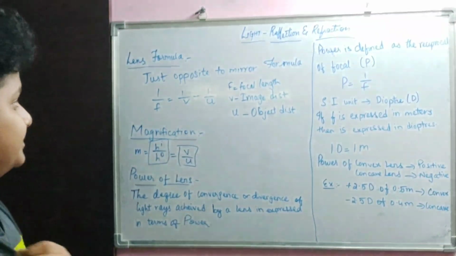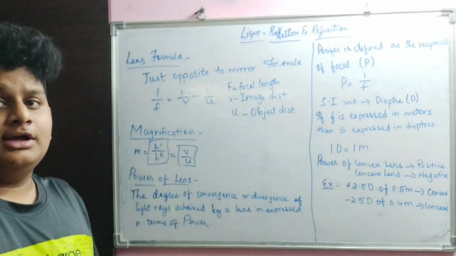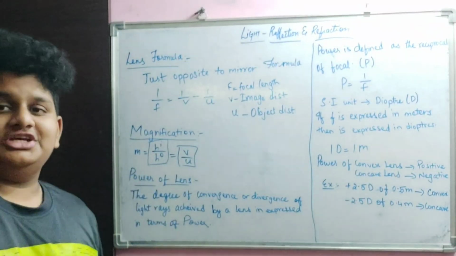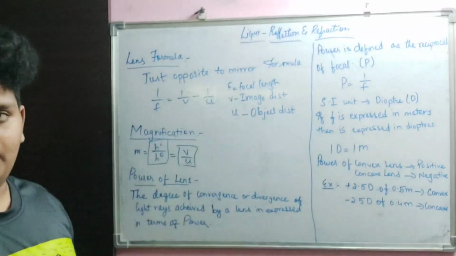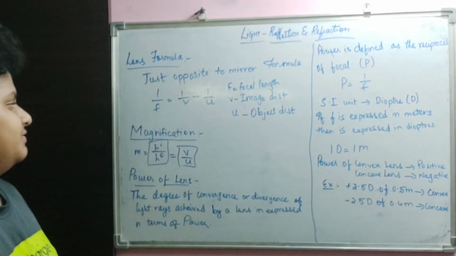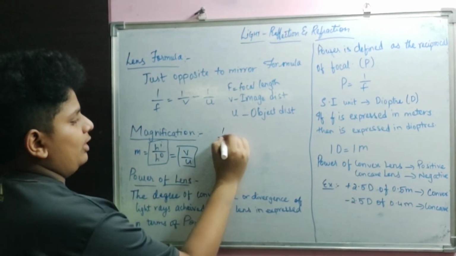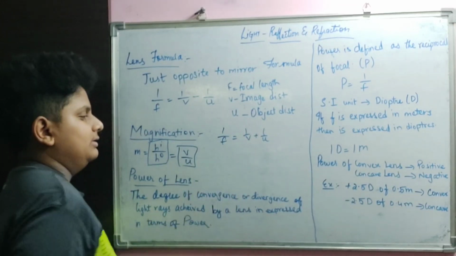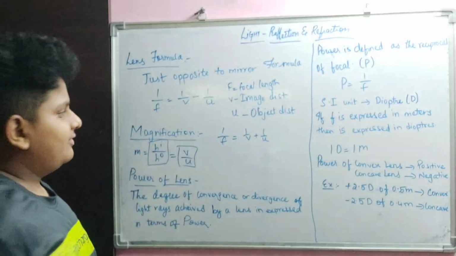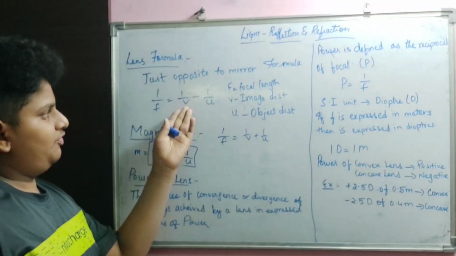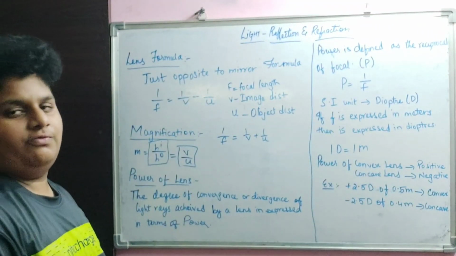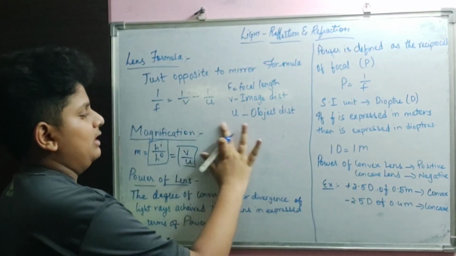Now, let us see what the lens formula is. There is nothing much to the lens formula. Lens formula is just opposite of the mirror formula. The mirror formula is 1 by f is equal to 1 by v plus 1 by u. Then the lens formula is 1 by f is equal to 1 by v minus 1 by u. Simple. Just opposite to the mirror formula.